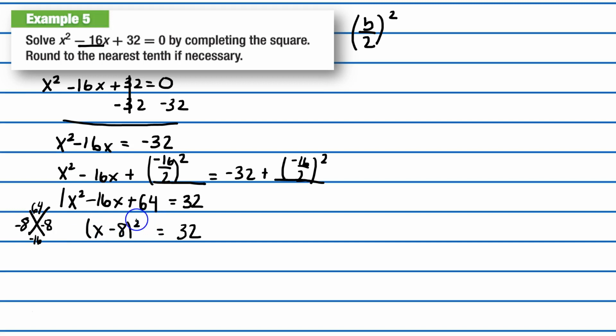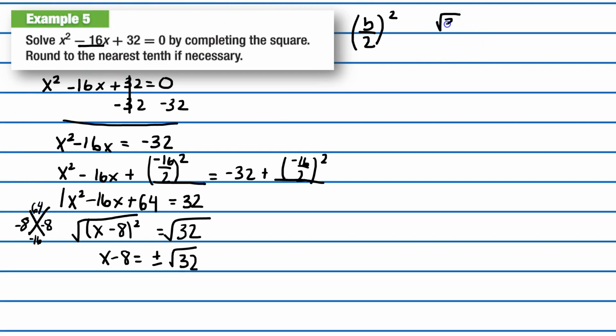But I don't want this little square here. I need to get rid of it, which means I need a square root on both sides. So I have x minus 8 is equal to plus or minus the square root of 32. And then from here, I need to simplify it. Well, I'm going to simplify the square root of 32.